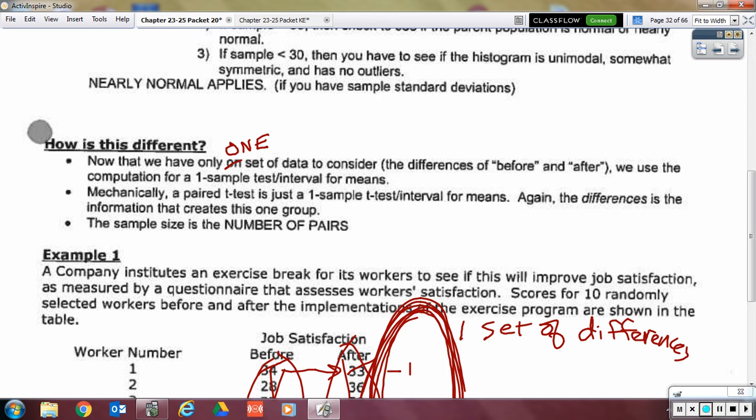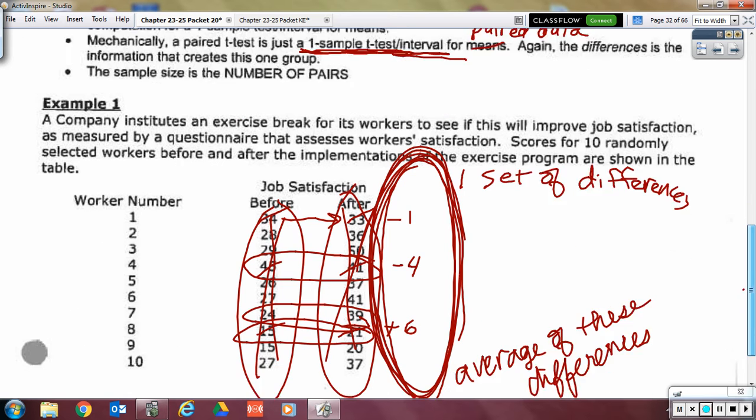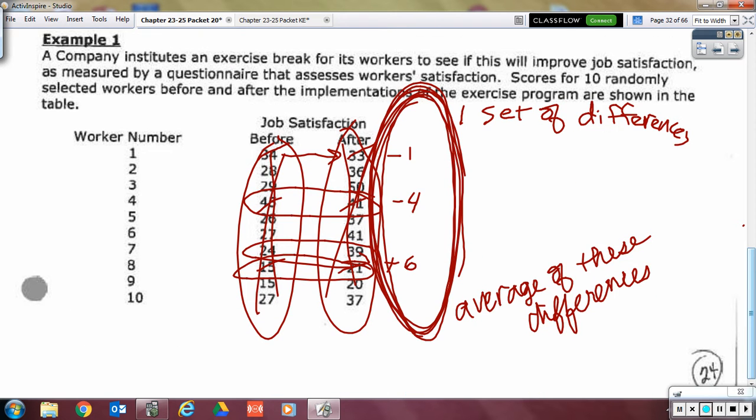So mechanically we will be doing a one sample T-test or a T-interval for paired data. Okay, and the sample size is the number of pairs. For example, down here, what's our sample size? 10, because we have 10 workers. Furthermore, what's our degrees of freedom on this one? Good, it is 9 as well.